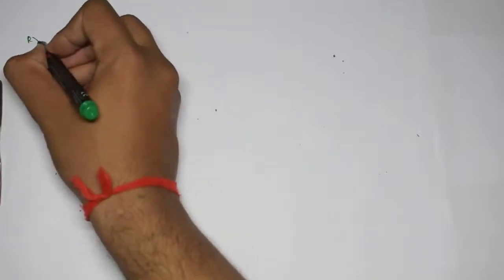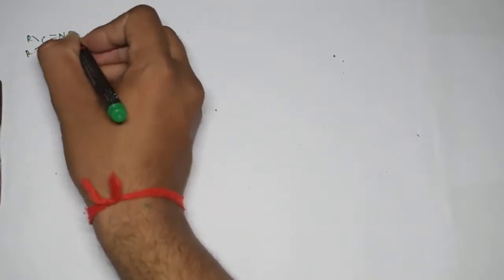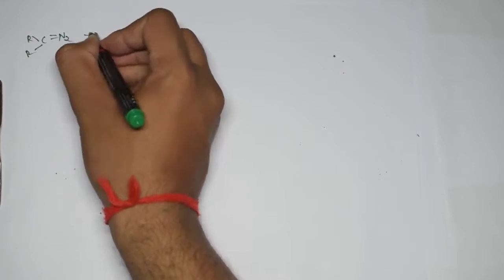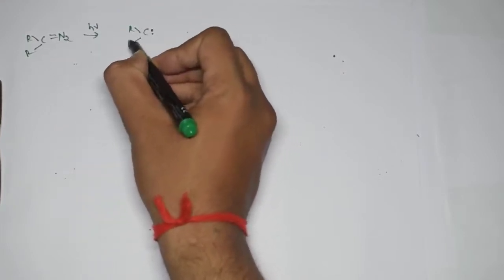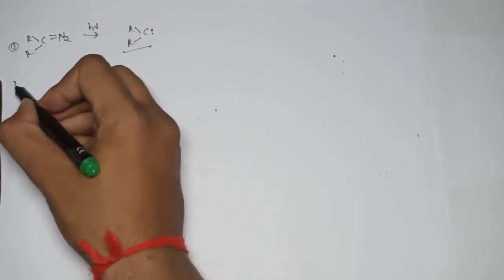So first of all, if we have something like this, RC, here we have this R and here we have this double bond N2, right? If I treat it with photon, in that case that will get converted into the carbene. So that is the one process.